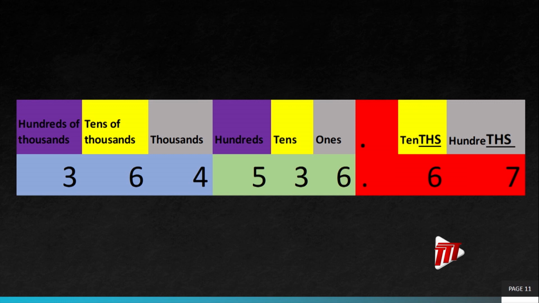Let's see it all together now. 364,536 and 67 hundredths. Remember that TH. Now you say it by yourself. Make sure you understand how the words should flow out of your mouth. That's good. One last time. 364,536 and 67 hundredths. Make sure you put in that and there, right before you always name the last family.